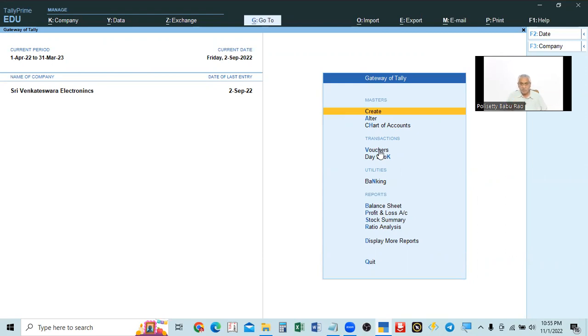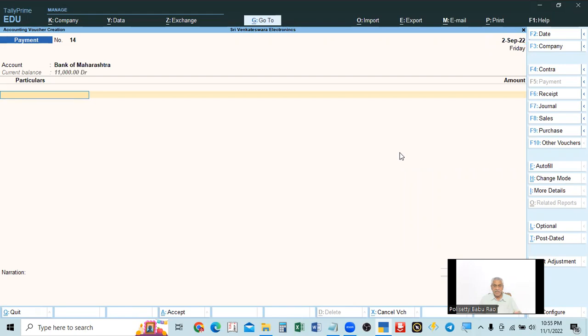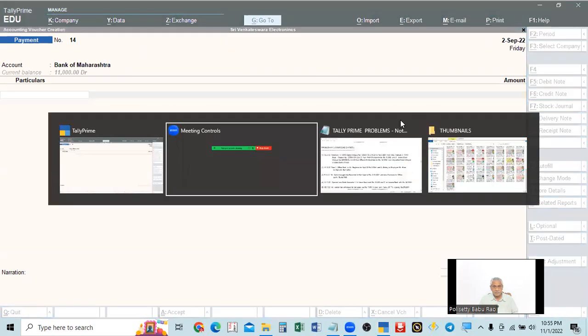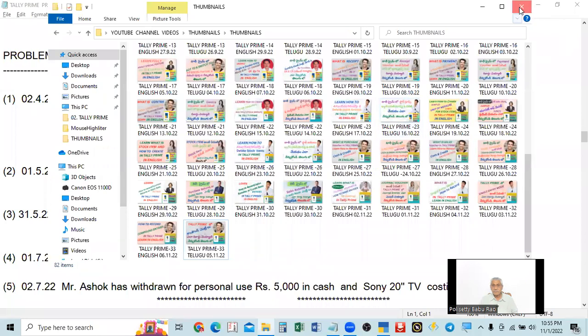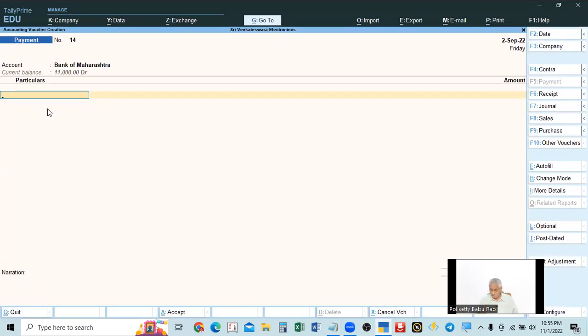So now we will start with vouchers. Click Vouchers in the Gateway of Tally, and we will get the voucher creation screen. Now we'll take up a transaction, for example, and see how to record it.